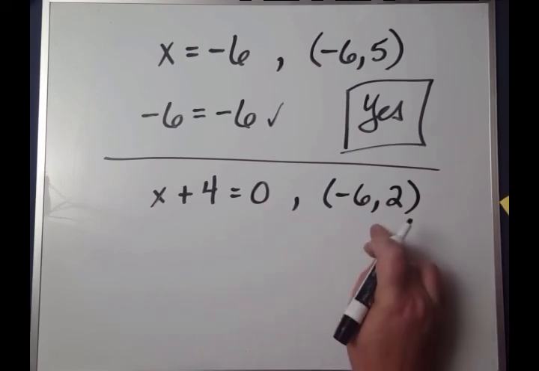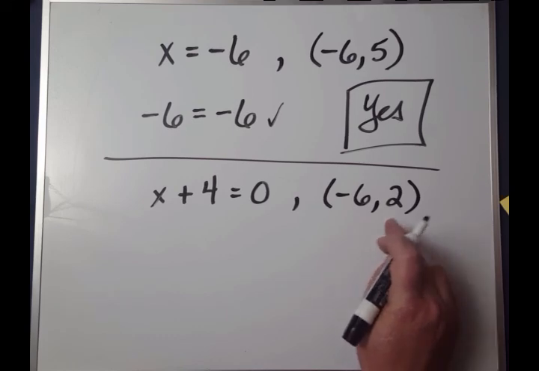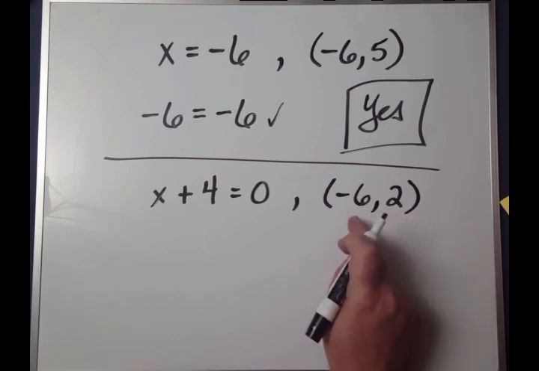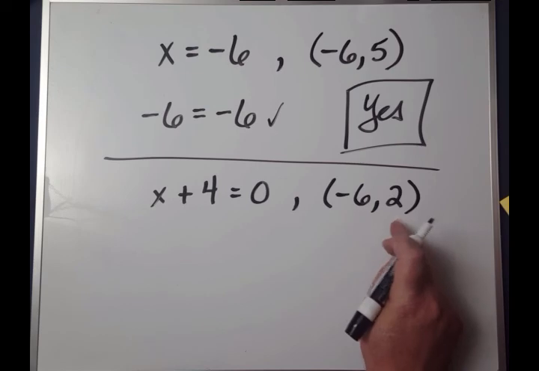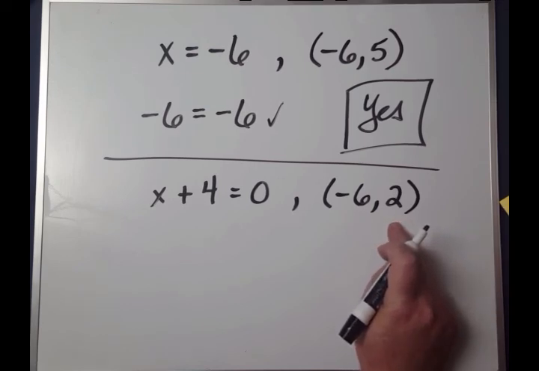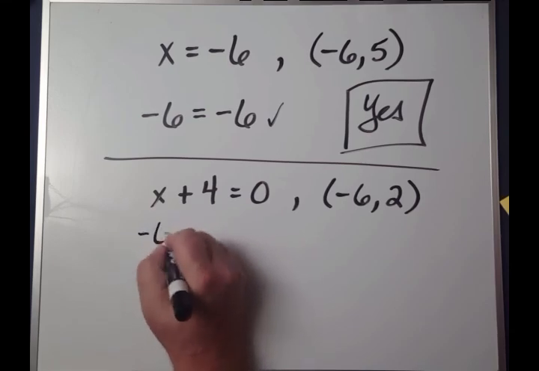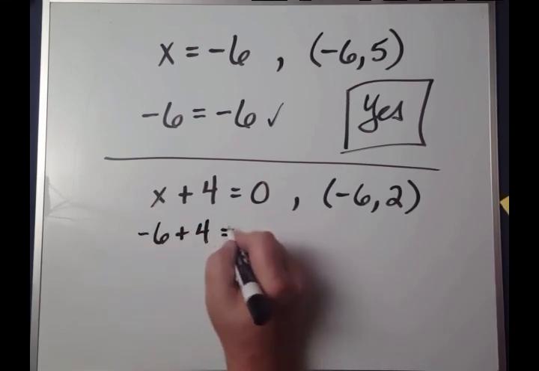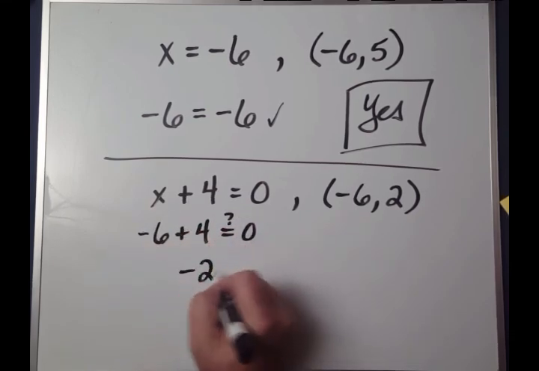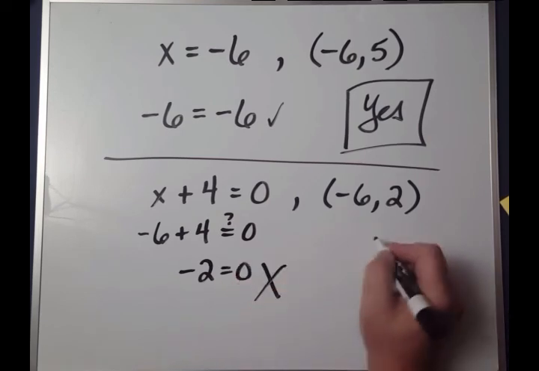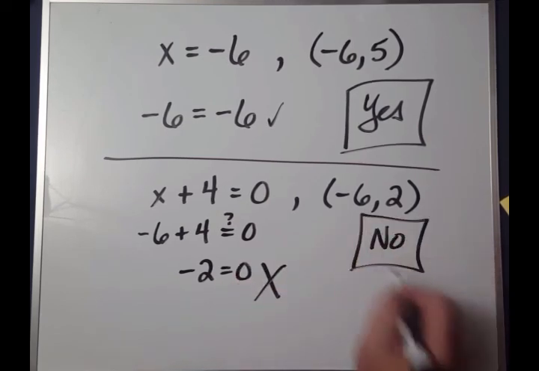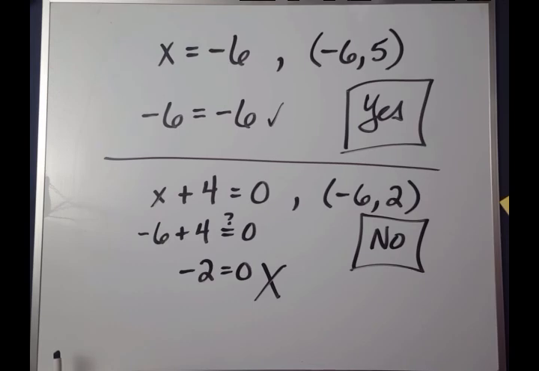And we want to know, is this a solution? I can right now take -6 and plug it in for x. There's no place to plug in that 2. So we have -6 plus 4. Is that equal to 0? Certainly not. And so no, this is not a solution to the given equation.